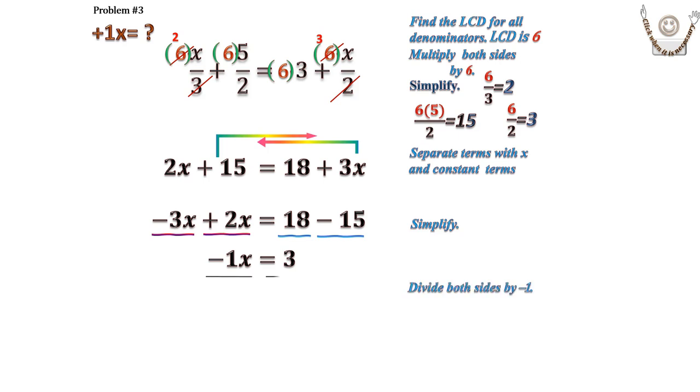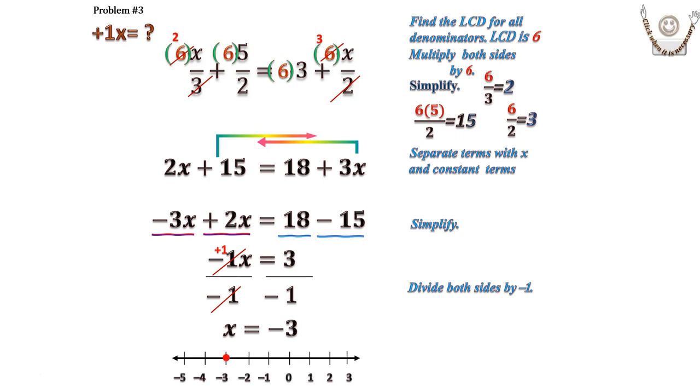But we are looking for positive 1x. But what we have? Negative 1 times x. So we have to divide both sides by negative 1 and simplify. Negative 1 over negative 1 would be just positive 1x or just x. Positive 3 divided by negative 1 would be just negative 3. We can show this solution on the real number line as a dot, or we can show it as a number within curly parentheses.